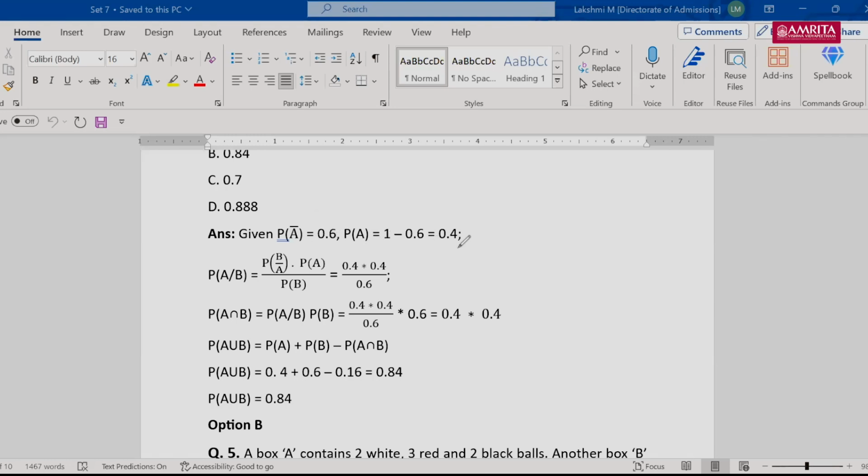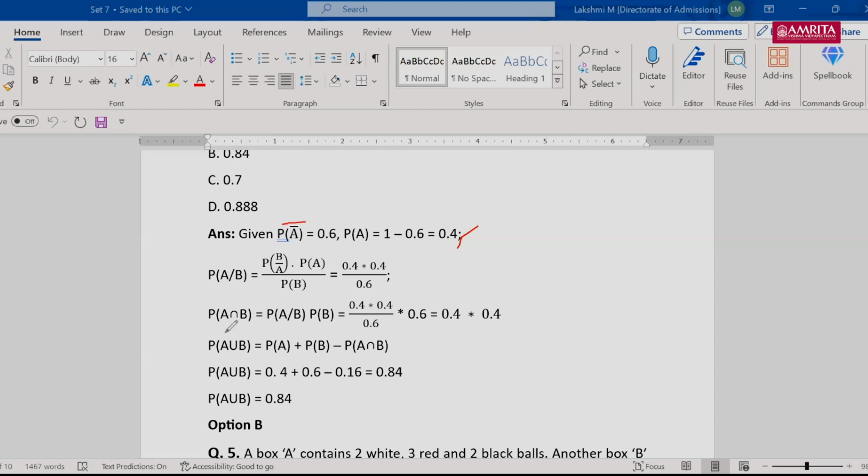So this is what is given in the question. If A bar or not A is given, you will be able to find out P of A by 1 minus 0.6, that's 0.4. So P of A by B equals P of B by A into P of A by P of B. I hope you all know this formula. So you have the values of all. It's 0.4 into 0.4 divided by 0.6. Now coming to this part, what is P of A intersection B? You can even write this as P of A by B into P of B.